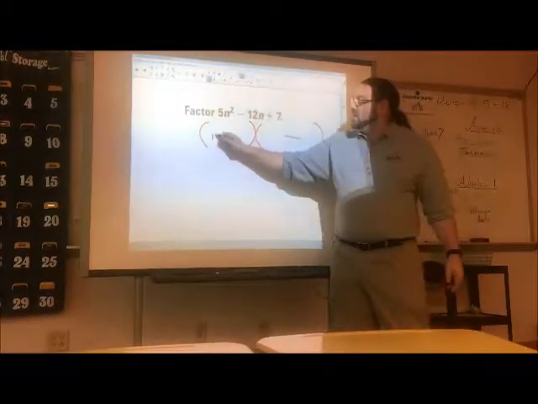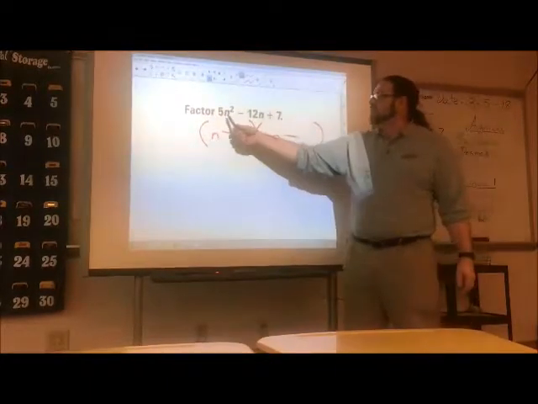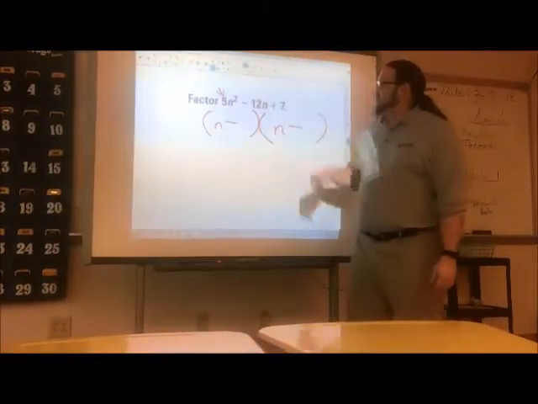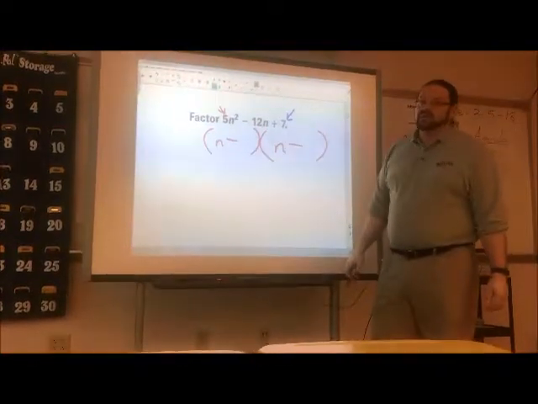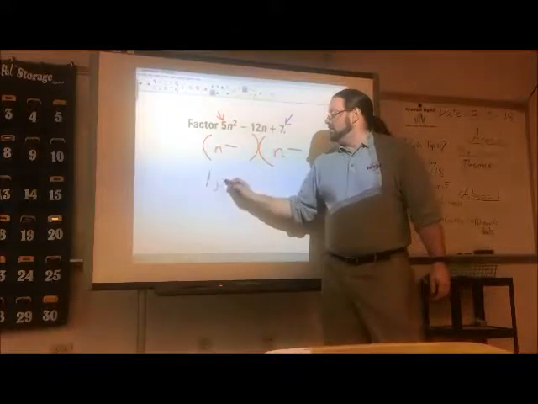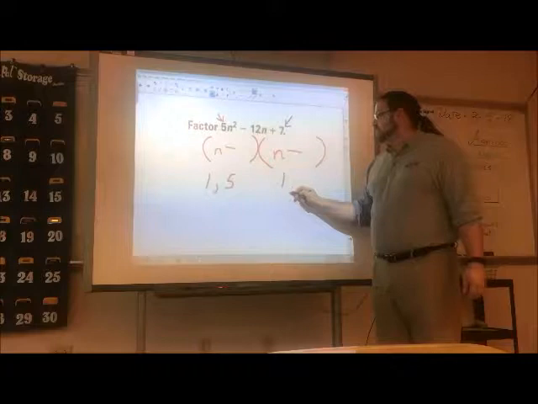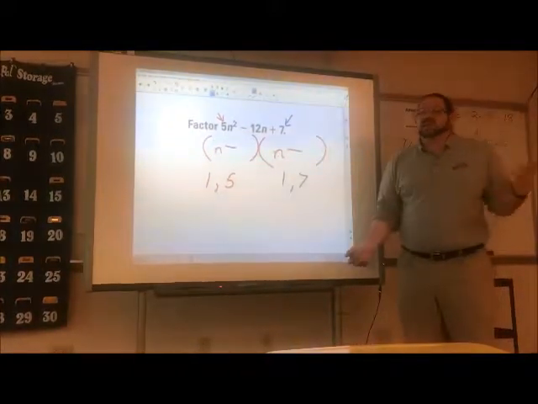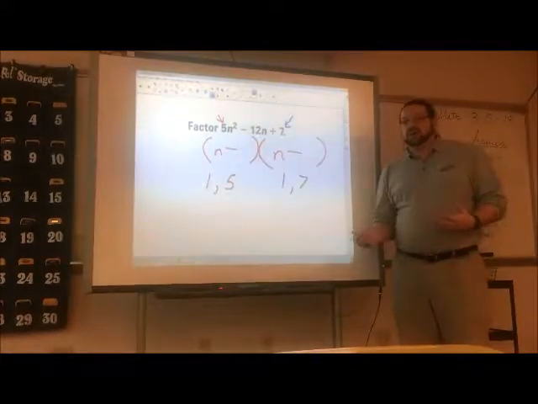So we got n squared. We can put n's in here just like we were doing before with the other ones. But now, we've got two numbers that we got to look at. We need to look at the A, and we need to look at the C. So what's my factors of 5? I've got 1 and 5, right? My factors of 7 are just 1 and 7. Unfortunately, guys, here comes the part of guessing and checking.